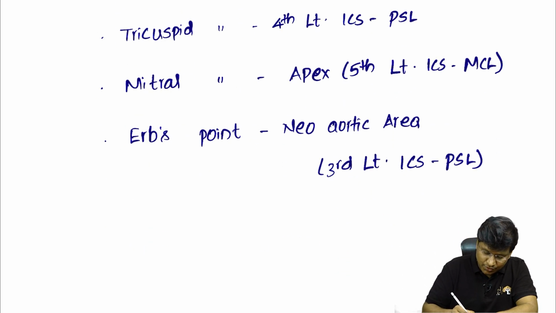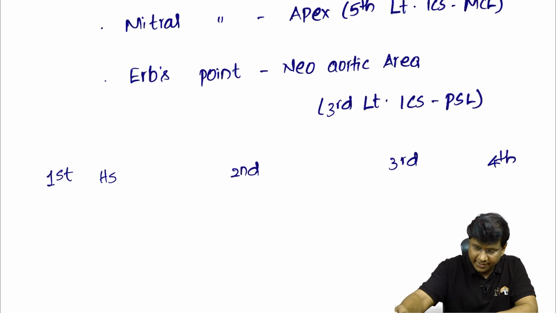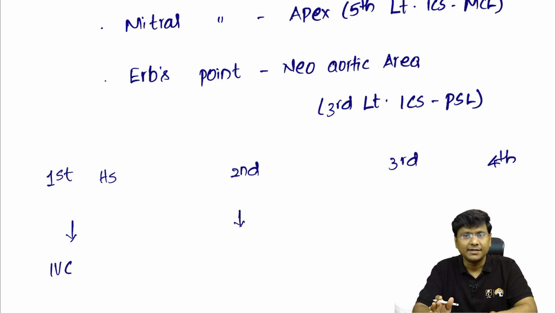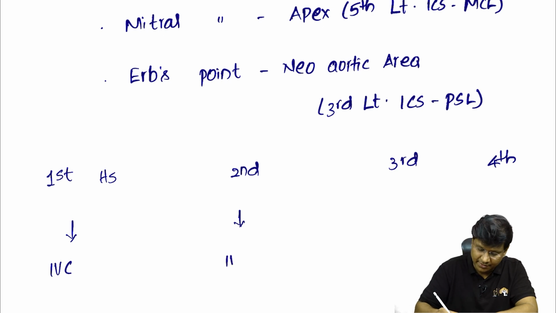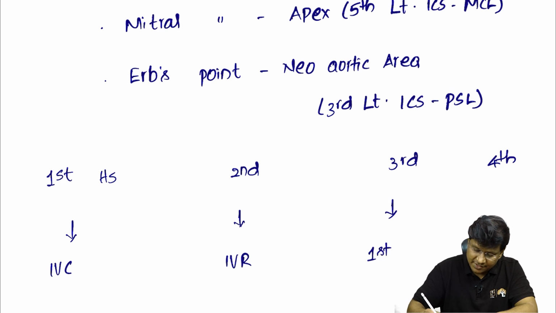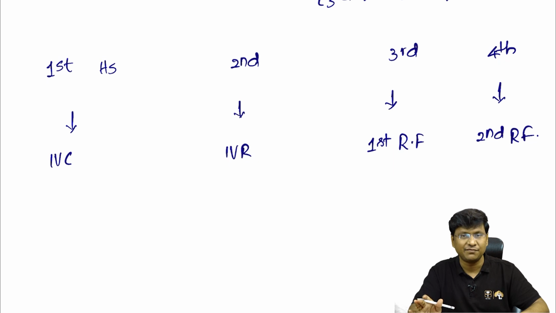Now, you need to be aware that there are a total of 4 important heart sounds: first, second, third, and fourth. The first heart sound is heard during the isovolumetric contraction phase. The second heart sound is heard during the isovolumetric relaxation phase. The third heart sound is heard during the first rapid filling phase. And the fourth heart sound is heard during the second rapid filling phase of the ventricle. So these are the 4 important heart sounds.